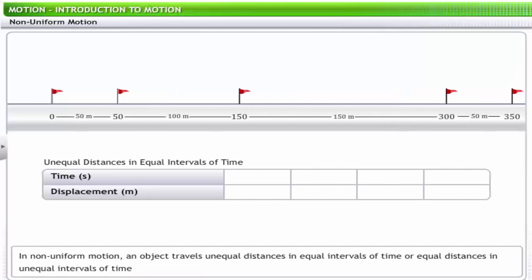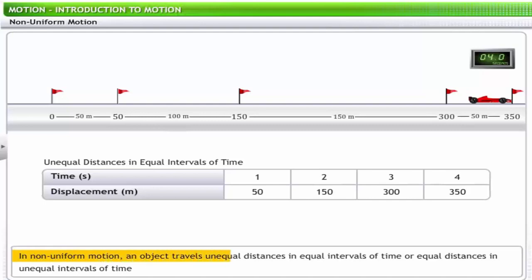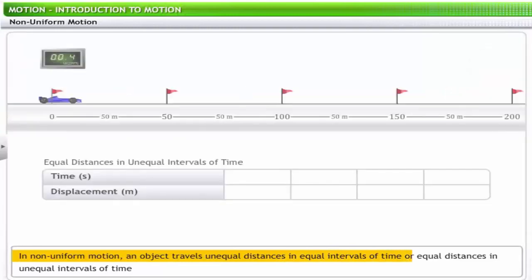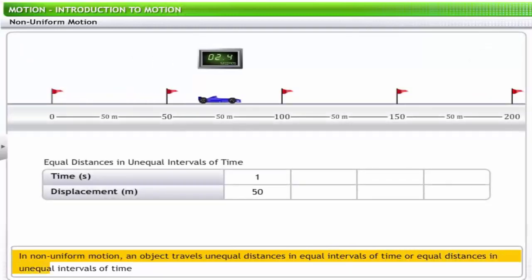Now let us observe the red car in the race and record how far it has moved from the starting line for each second of motion. We see that its displacement during any 2 consecutive seconds is not the same. This is non-uniform motion. An object is said to be in non-uniform motion if it travels unequal distances in equal intervals of time, or equal distances in unequal intervals of time.